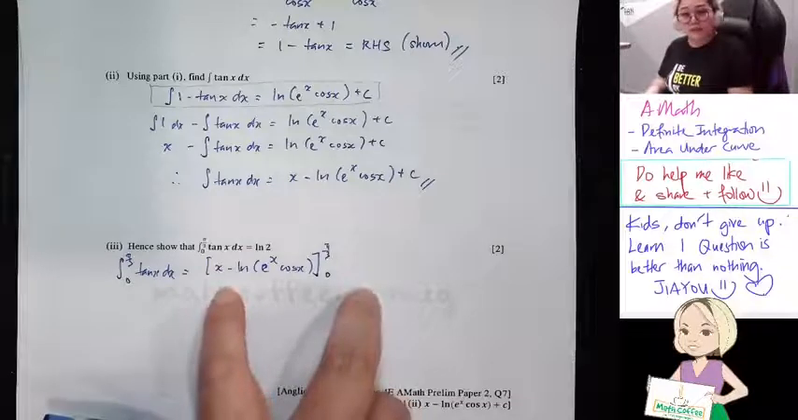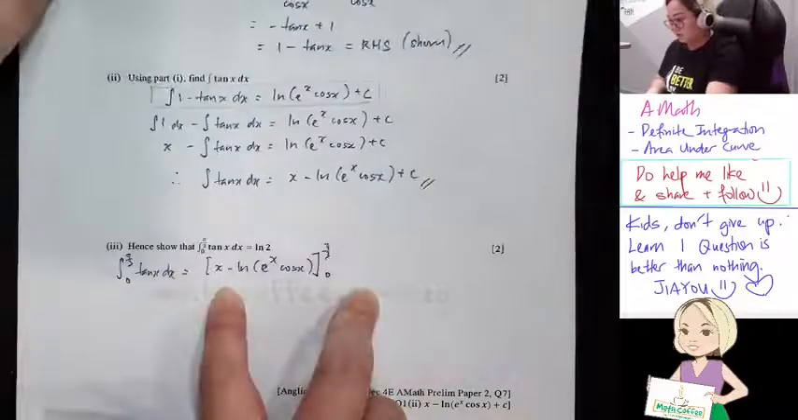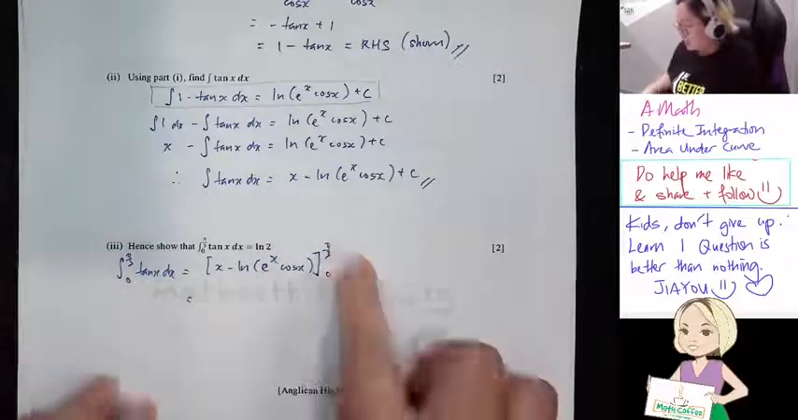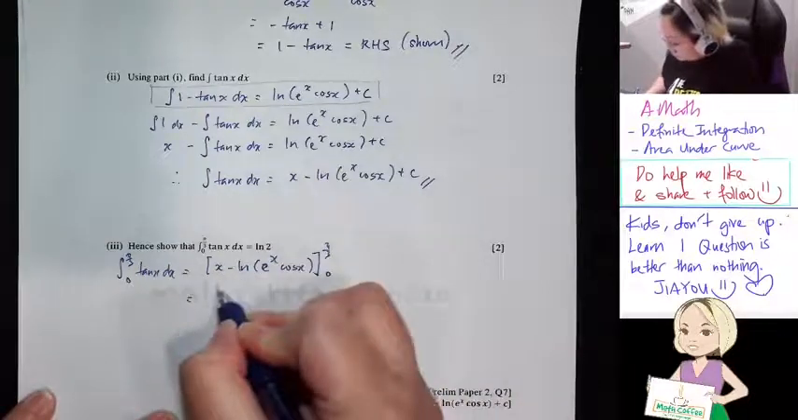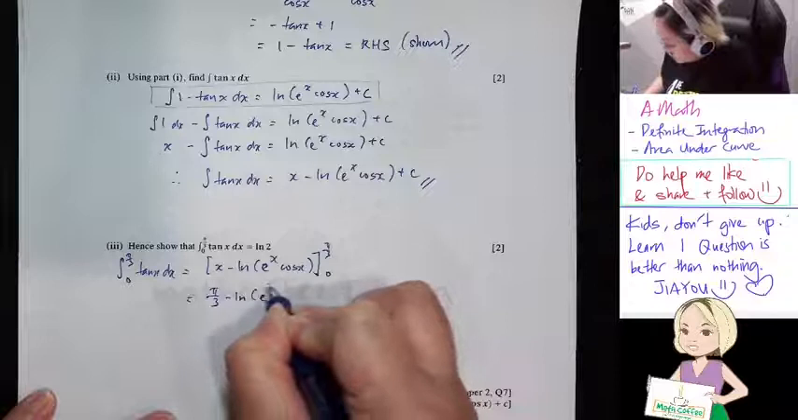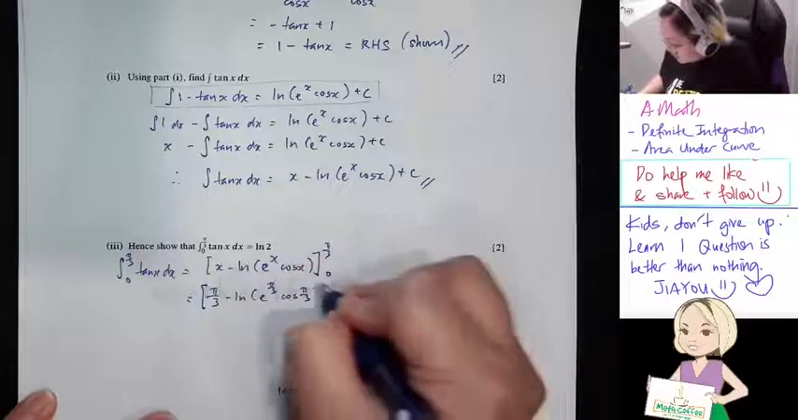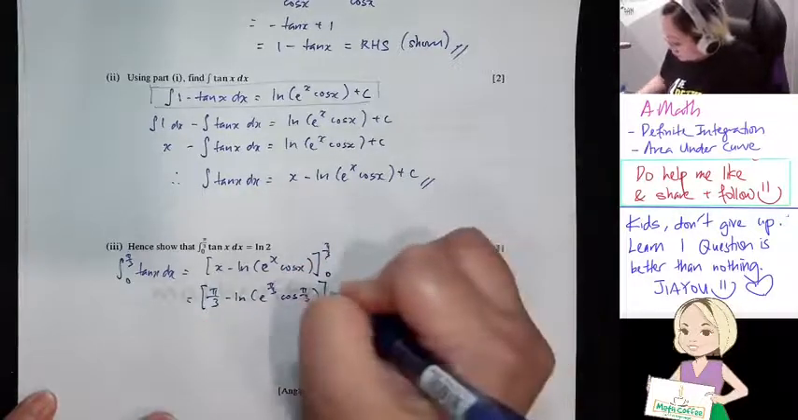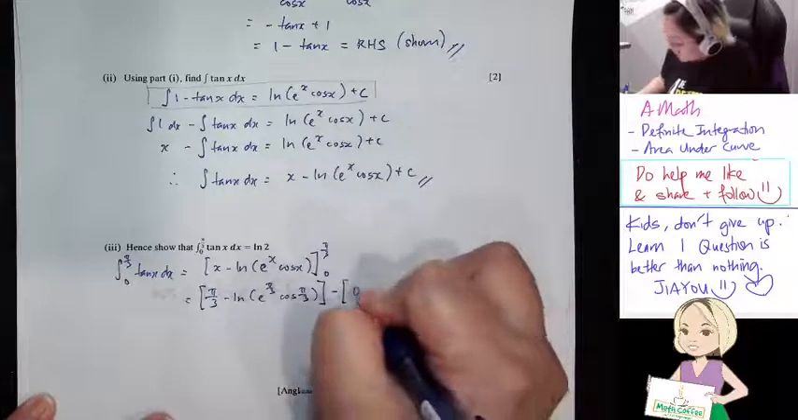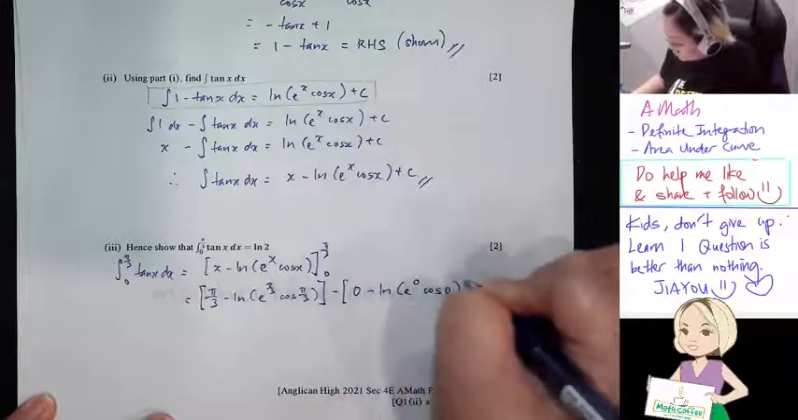So you need to sub in. Okay. So after that, see here. So we're going to start with pi over 3 first. So replace all the x with pi over 3. So this is pi over 3 minus ln e to the power of pi over 3 cosine pi over 3. Okay, for me is I sub in this. Then we are supposed to minus sub in 0. So you see I make use of square bracket. So it will be minus 0 minus ln e to the power of 0 cosine 0, close it.